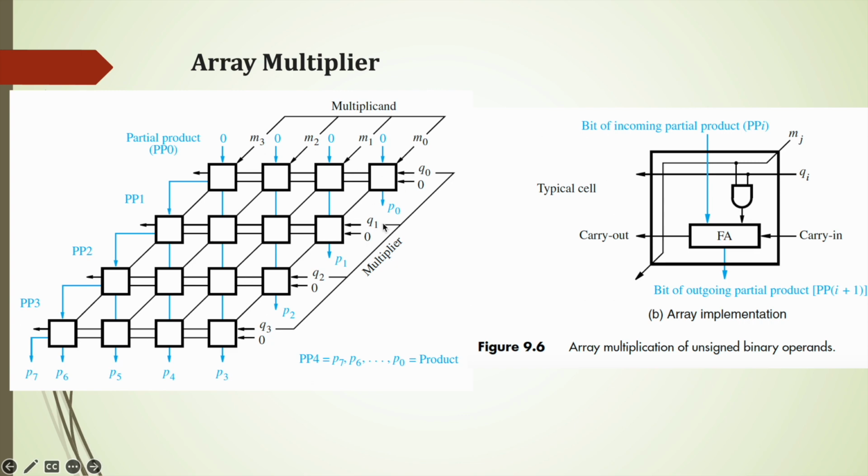Okay, so this is the internal structure of the full adder. The inputs of this full adder are m0 or 0, q0 or 0, and the result of this full adder is p0. This internal structure contains one AND gate. The AND gate is performed based on mj and qj.